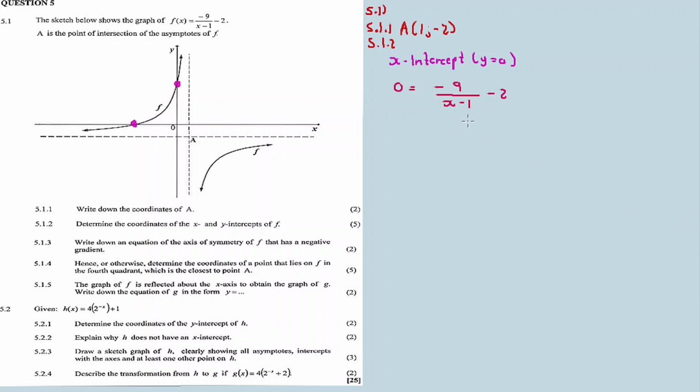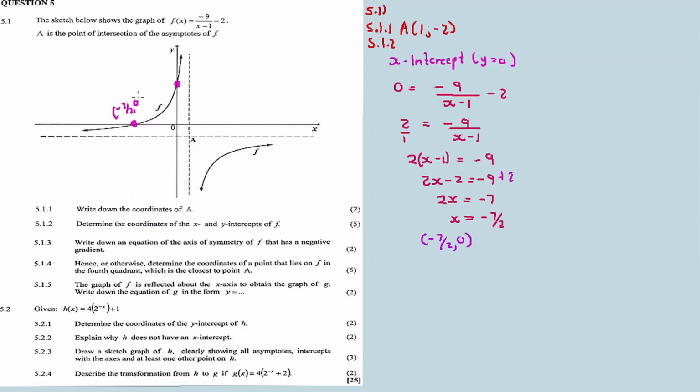So 0 is equal to -9 over x minus 1 minus 2, and then we transpose the -2 and it becomes +2, and then I cross multiply, then distribute the 2 inside the bracket, so 2x minus 2 equal to -9, and then 2x will be equal to -7, because the 2 becomes +2, and -9 plus 2 is -7, and then x is equal to -7 over 2, right? Then the coordinates are -7 over 2 and 0.